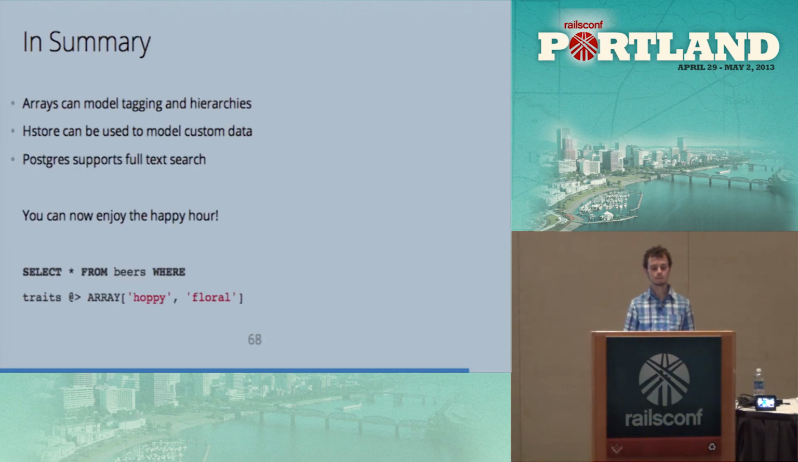So in summary, with Postgres, you can use arrays to model tagging and hierarchy. You can use HStore to model custom data, sparse data. And you can use Postgres to do full text search.